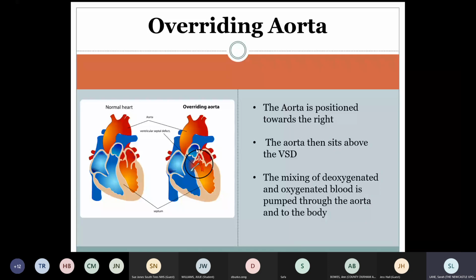So this mixed blood is then going to be pumped across the body, so the patient isn't going to be 100% saturated. They will appear cyanosed.